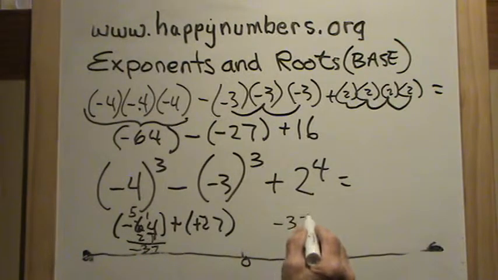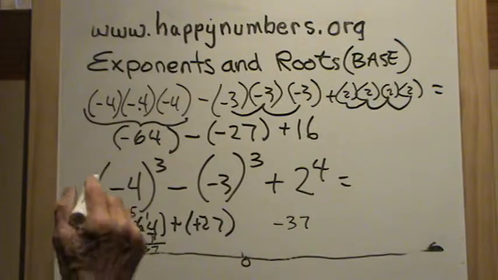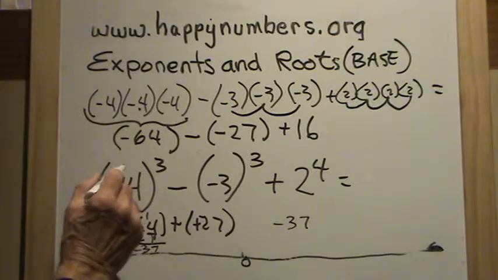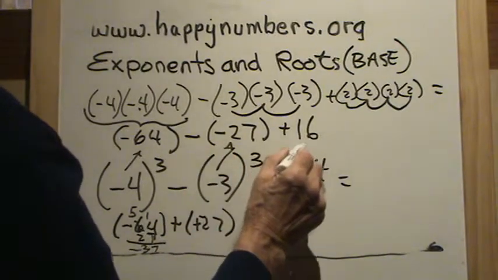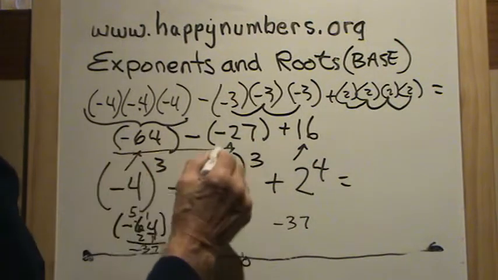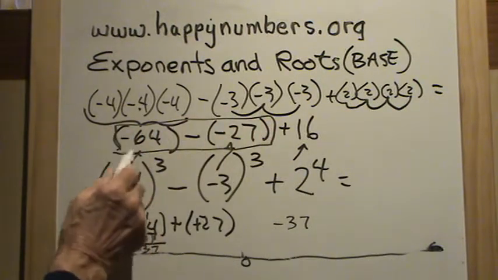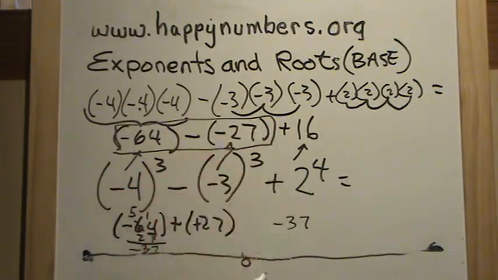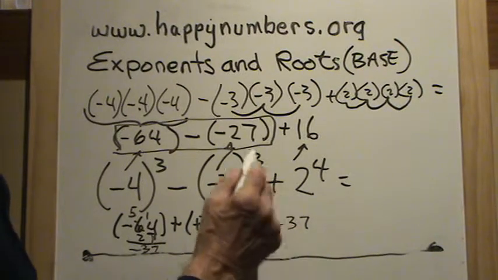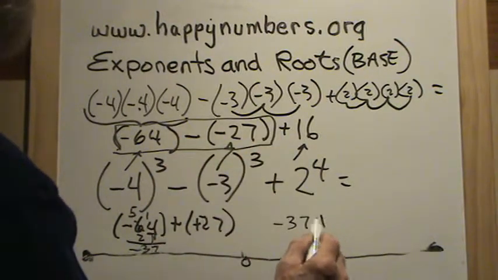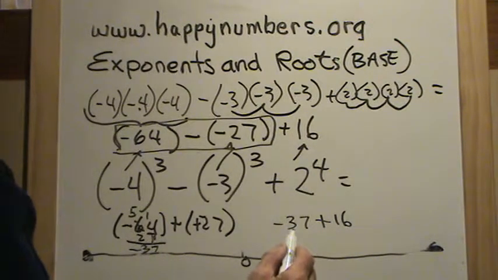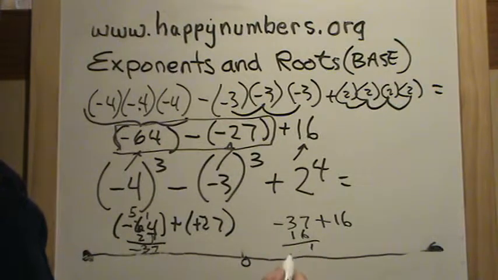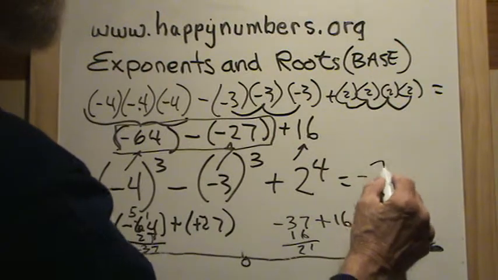Sorry to be so sloppy here. What I did here is this became this, became this, became this. Then when I did this part, when I put negative 64 minus negative 27, we actually came out with a negative 37. So now we have a negative 37 plus 16. So I need to take 16 away from this. Gives me 21, and I use the sign of the larger. So the answer is negative 21.